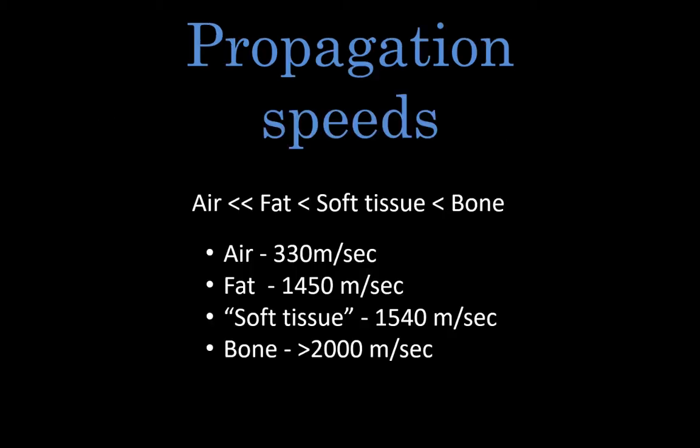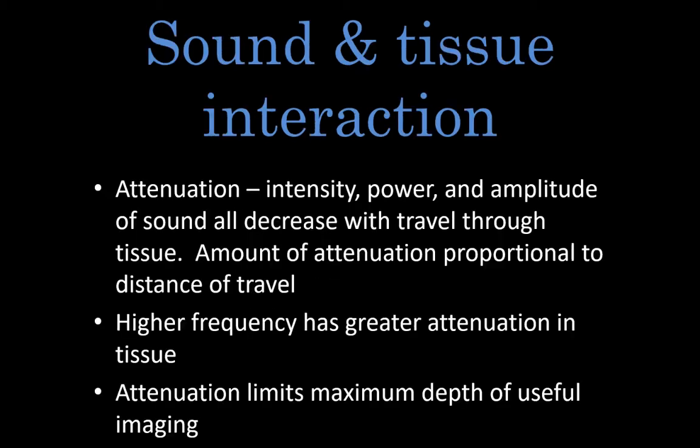Propagation speed refers to how fast sound actually moves through a particular media. Air has the slowest propagation speed of around 330 meters per second. We're interested with diagnostic ultrasound in imaging soft tissues. Soft tissue has a propagation speed of 1,540 meters per second. As sound travels through various media, it loses energy, also known as attenuation. The farther it travels, the greater the attenuation.